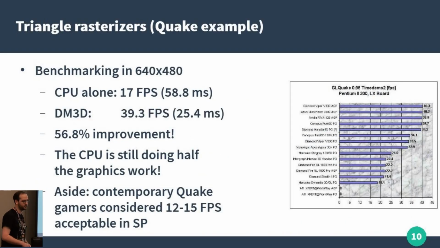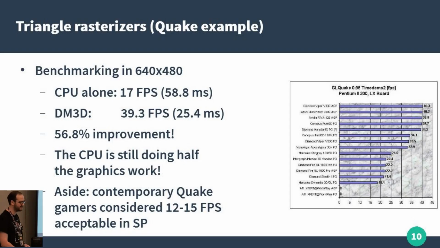So going back to our Quake example, and adding an accelerator, and benchmarking at 480p again, remember with the CPU alone, that got 17 FPS. But as soon as we add the DM3D, we go all the way up to 39.3 FPS. If you take a look at the frame times, that's a 56.8% improvement. And keep in mind, at this point, the CPU is still doing half the graphics work. The accelerator card is only handling rasterization and texturing and lighting. The CPU is still doing all of the geometry work.